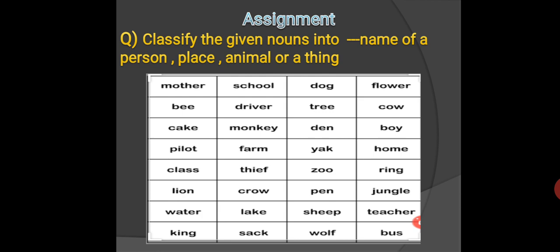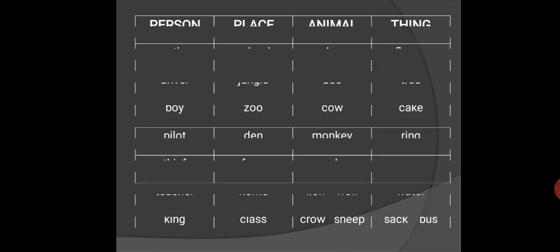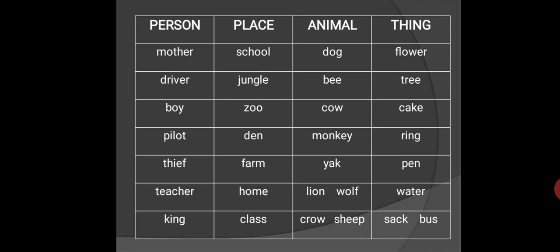Let us proceed further. In the next slide, I have a table that is properly maintained, and it will be easy for you to settle it down. The next slide, you can understand very clearly through this table. The table is divided into 4 different parts. The first column is for the person, the second column is for place, the third column is for animal, and the fourth column is for thing.